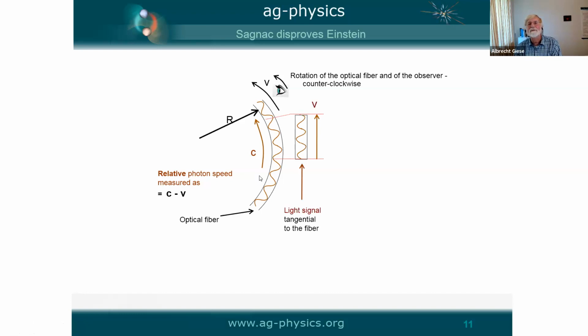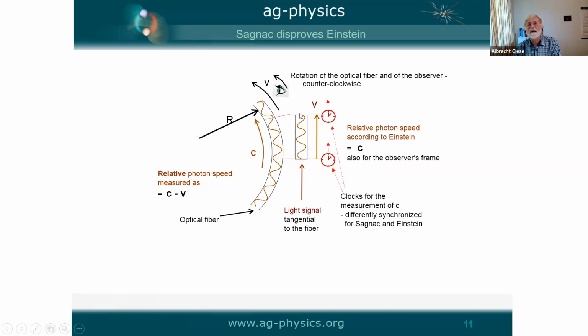But to get this, we take a little straight piece of such an optical fiber. A pulse moves also in this direction, and the whole piece of fiber moves in the same direction tangentially with the same speed. If we now measure the speed of this signal, of course, we can expect the speed of light, the nominal speed of light. Now we have different cases with different measurements.